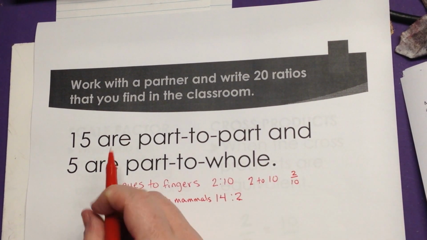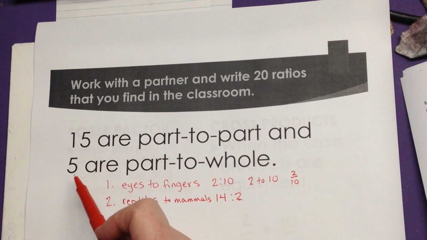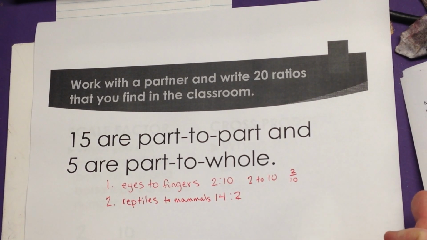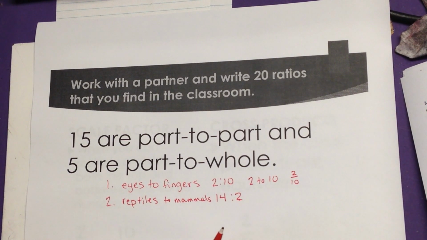Now, you have 15 that are part to part that you're writing and 5 that are part to whole. You're going to list them, okay? You're going to do all 15 of them here. You can get help with this. You can get help with your neighbors, from people at home. You can do ceiling tiles to lights, or windows to doors in your house. You can do anything you want. Boys to girls in your house, people to pets, anything you like, okay?